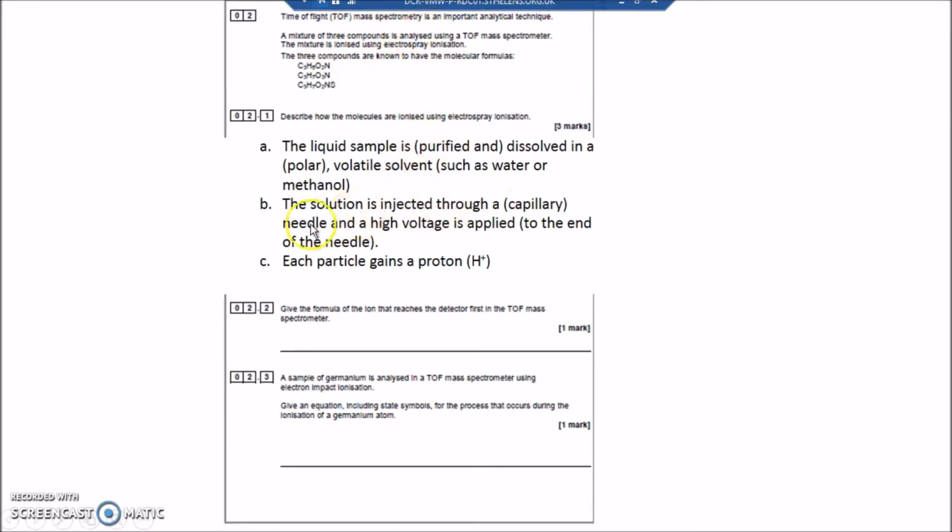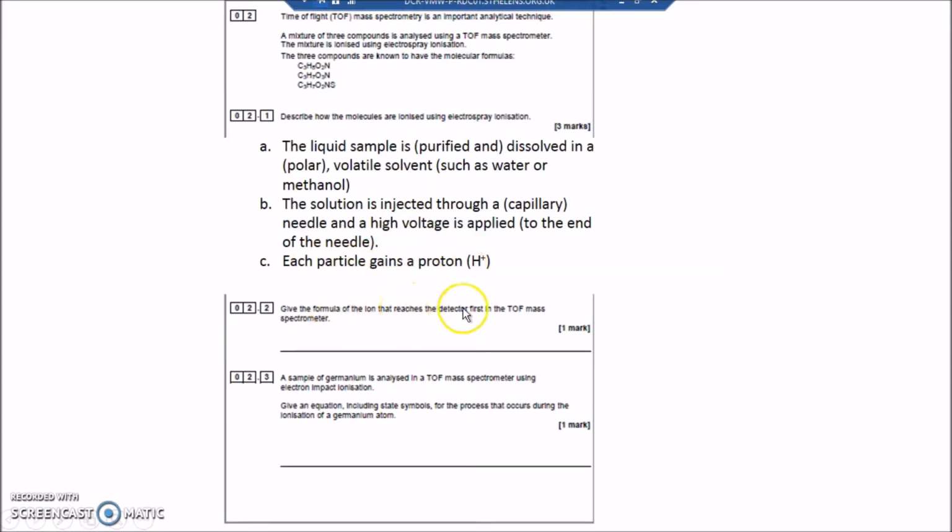through a capillary needle. Capillary needle is a needle with a hole going right the way through it. You get the marks actually for just saying a needle, and a high voltage applied. It's actually applied to the end of the needle, but a high voltage applied as the solution is injected through a needle will get you the marks. And then importantly, you need to say each particle coming out, it comes out as a very fine mist incidentally, gains a proton or an H plus ion.